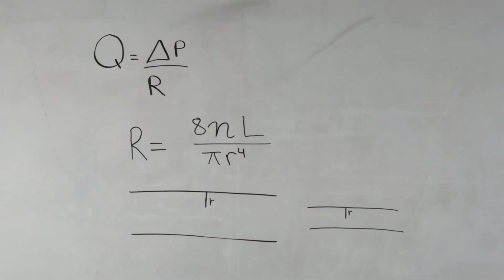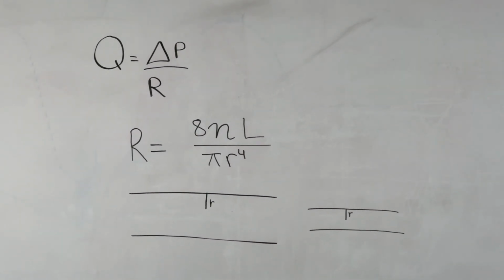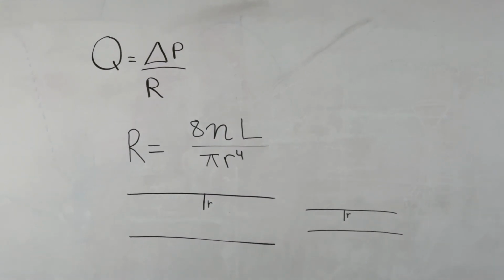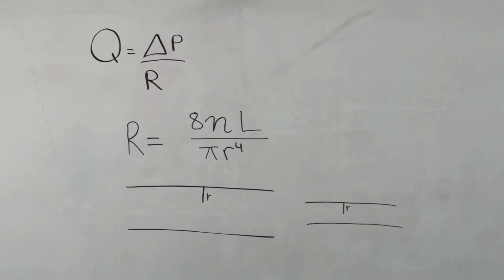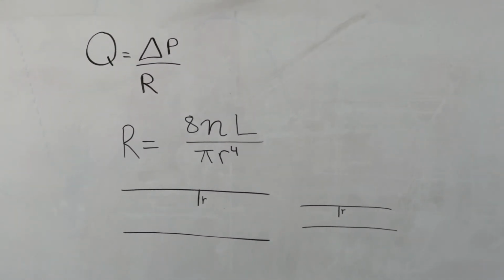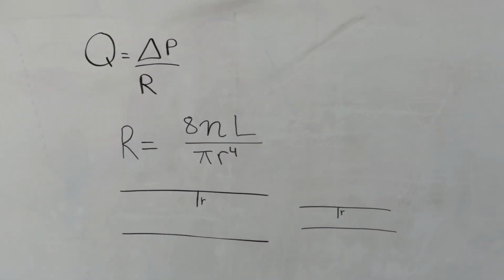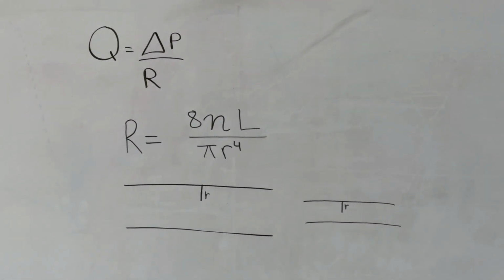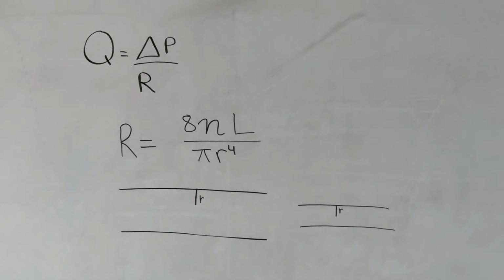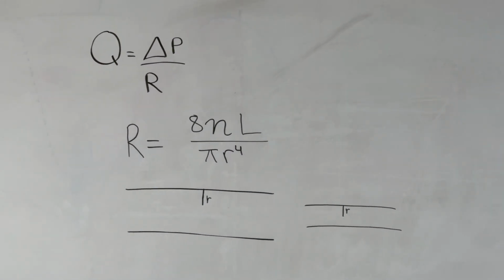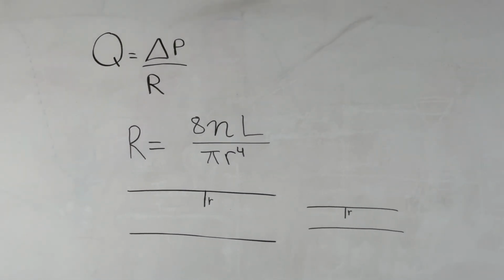Ohm's law says Q, which is the flow rate, equals the change in pressure across the tube, delta P, divided by the resistance. The resistance is further defined as the equation 8 times eta times length divided by pi r to the fourth, where eta is the viscosity, defining how viscous the fluid is, L is the length of the tube, and r is the radius.